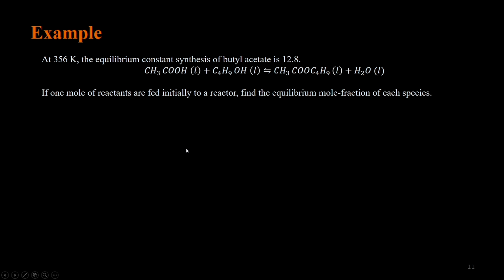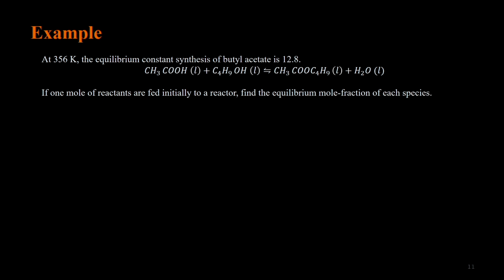Now, let's go back and look at a problem to apply this particular equation. We have a reaction which is used to synthesize butyl acetate. It's an esterification reaction. The reaction is between acetic acid and butanol to give butyl acetate and water. This is completely a liquid phase reaction occurring at 356 Kelvin. We're given that the equilibrium constant K for the reaction is 12.8 at this temperature.